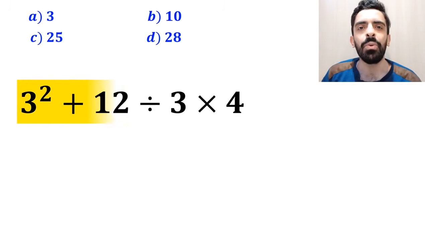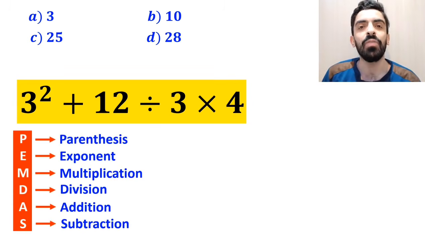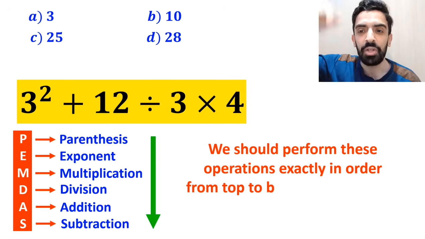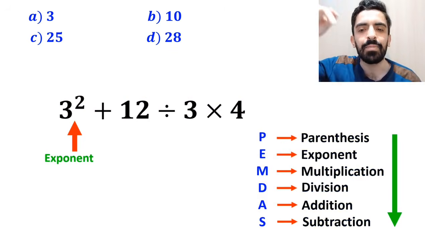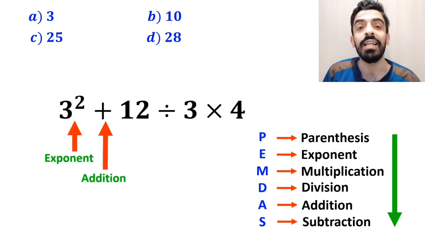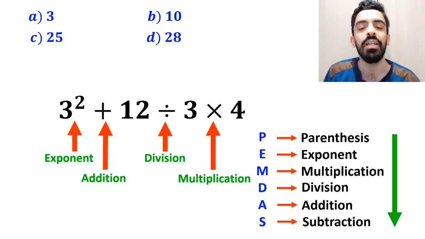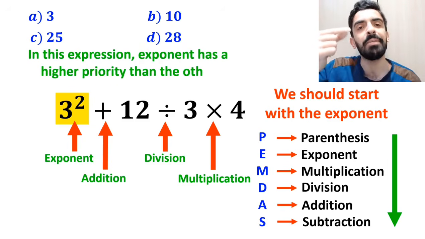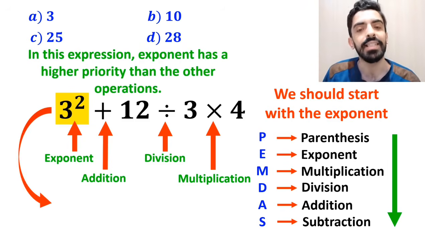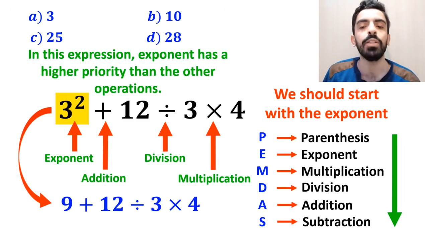Alright, now let me walk you through step by step how to solve this expression properly. To solve this question, we must follow the PEMDAS rule. We should perform these operations exactly in order from top to bottom, step by step. As you can see in the image and this expression, first we have an exponent, then an addition sign, followed by a division, and finally a multiplication. We should start with the exponent, because in this expression, exponent has a higher priority than the other operations. So, this expression simplifies to 9 plus 12 divided by 3 multiplied by 4.